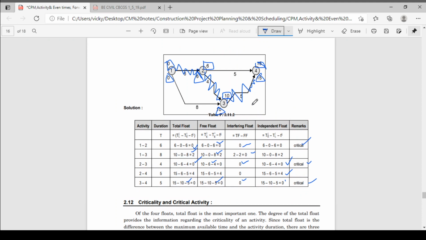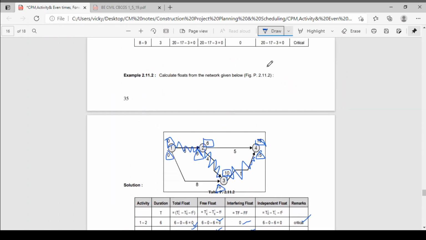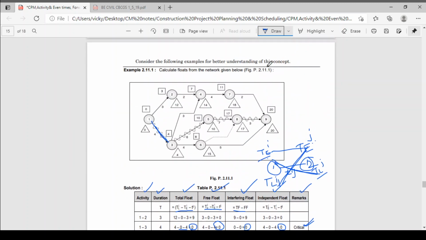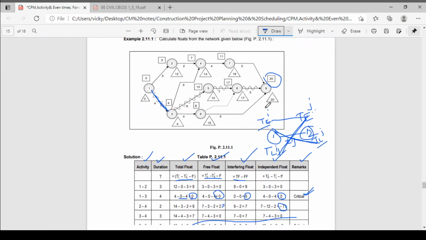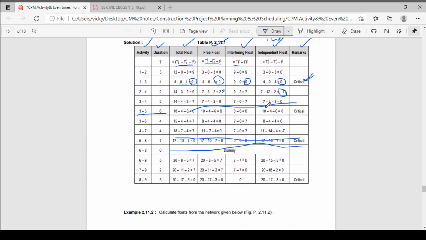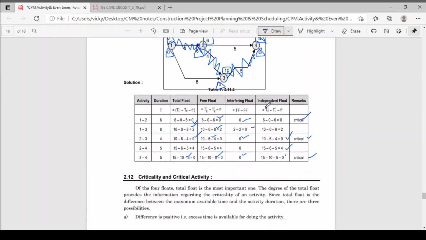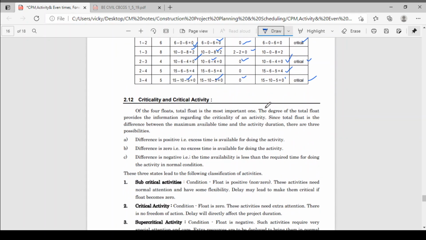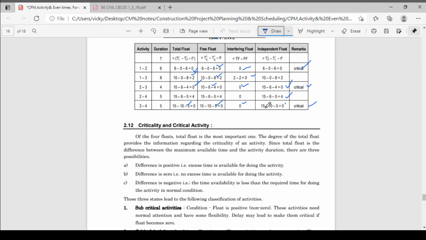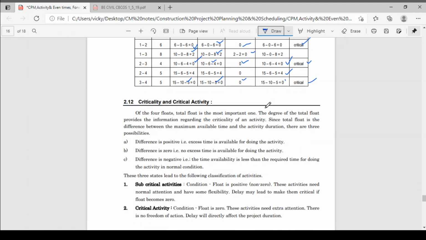When you add the durations of this path, you will get the project duration: 6 plus 4 is 10, 10 plus 5 is 15. The longest critical path gives the project duration. See here: 4 plus 6 is 10, 10 plus 7 is 17, 17 plus 3 is 20. So the duration of the project is 20. The critical path gives you the minimum duration of your project and it is the longest path of your project. I hope you understood how to calculate the floats.